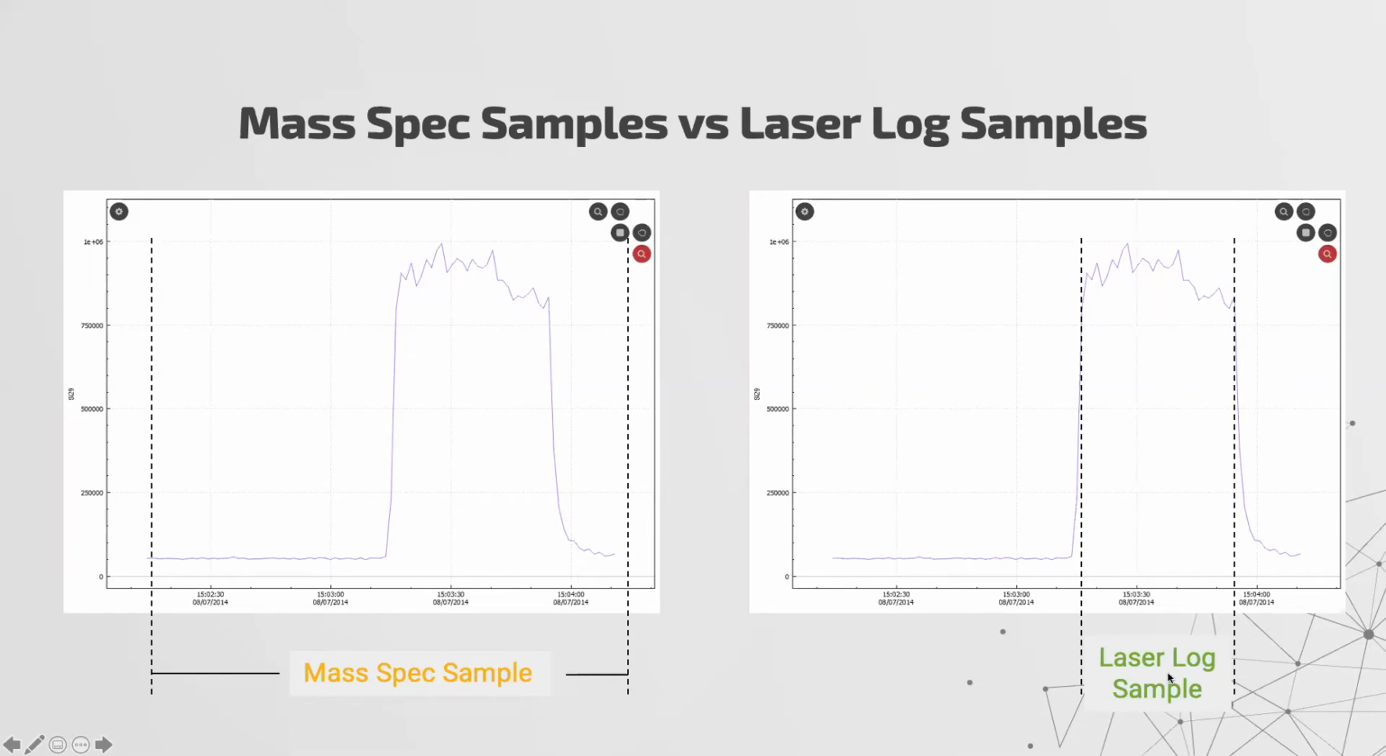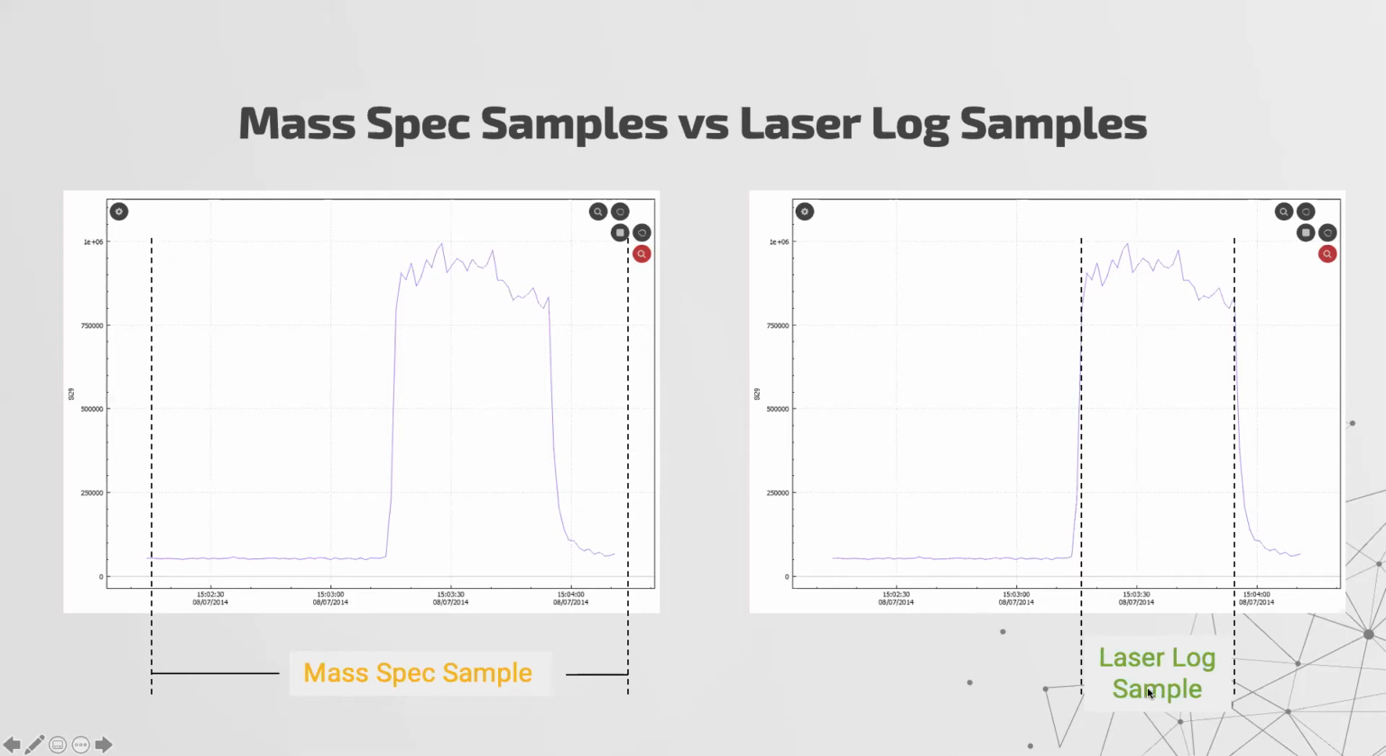In comparison, laser log samples are actually much simpler in that they just record when the laser switches on here, and they record when the laser switches off. So if we create a selection from this, it's just going to occur between here and here. Whereas if we create a selection from this particular mass spec sample, it would include the baselines and the washout time until we started cropping in from the edges.